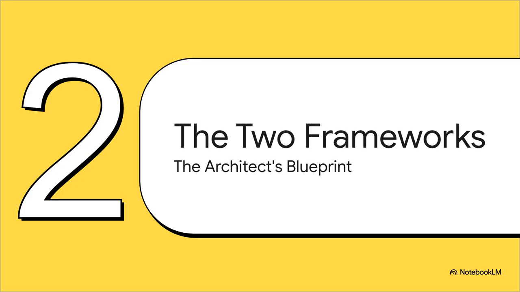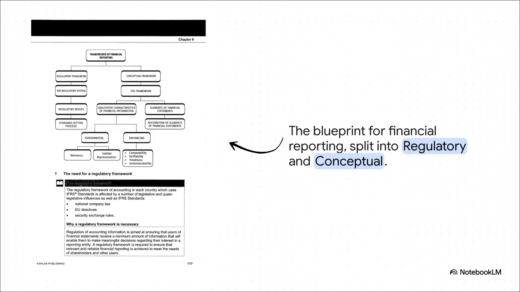So how is this whole system of trust actually built? Well, it all starts with a very clear blueprint. Let's take a look at the two foundational pillars that hold up the entire financial reporting framework. Okay, so take a look at this. This chart lays it all out for us. You can see it splits right down the middle into two main branches. On one side, you have the regulatory framework, and on the other, the conceptual framework. Just think of them as the law and the philosophy behind the law.